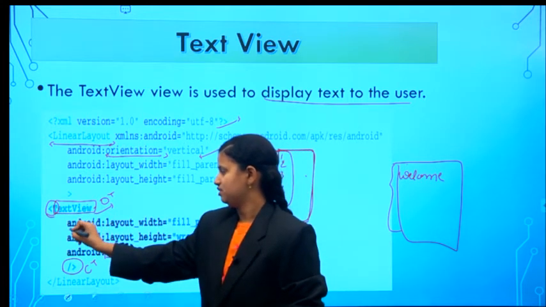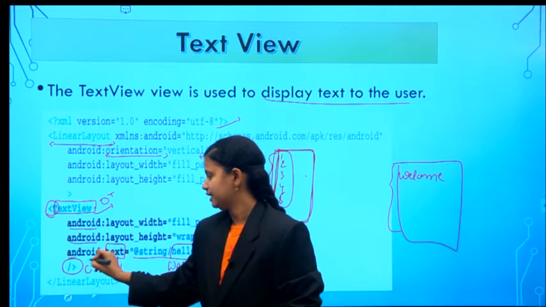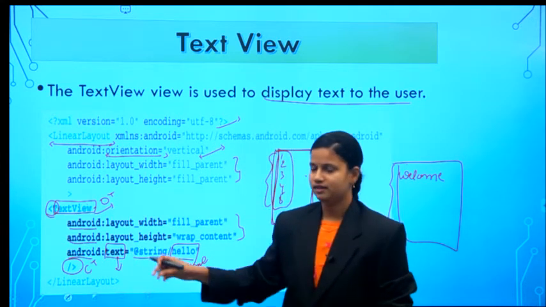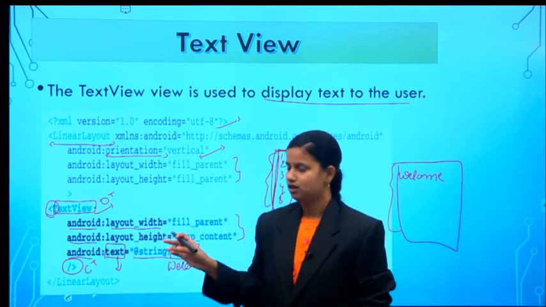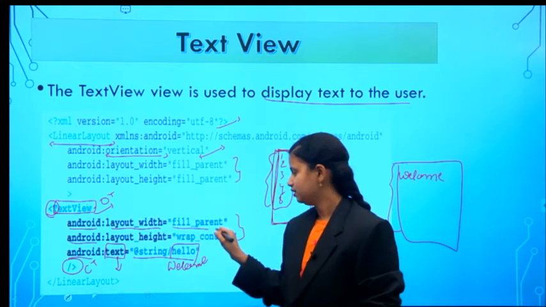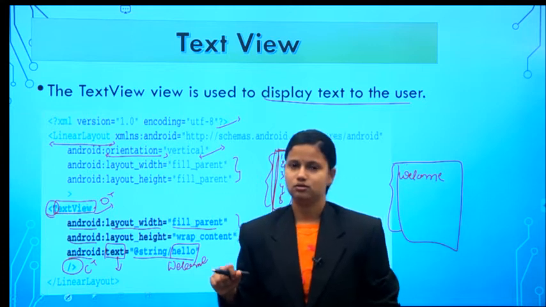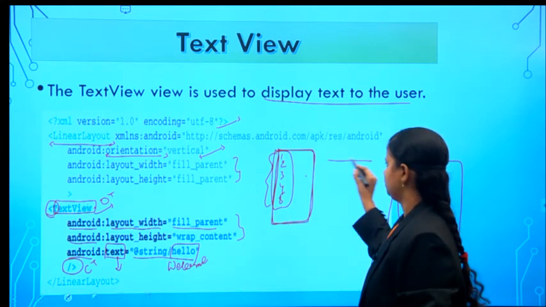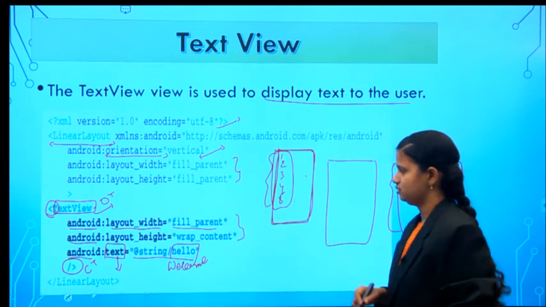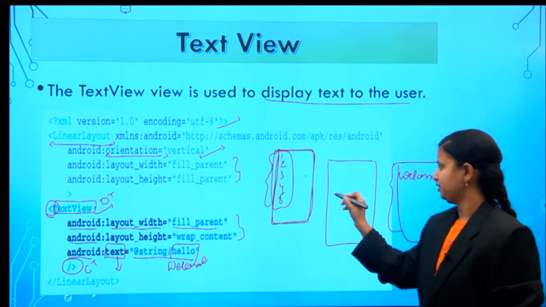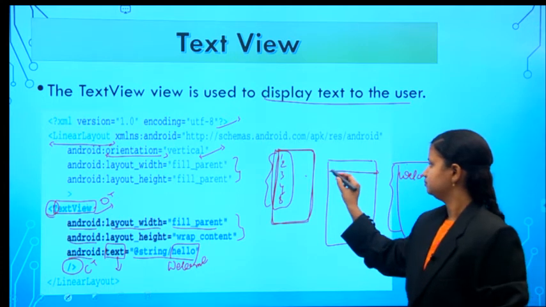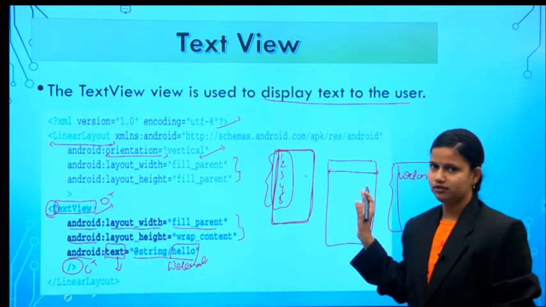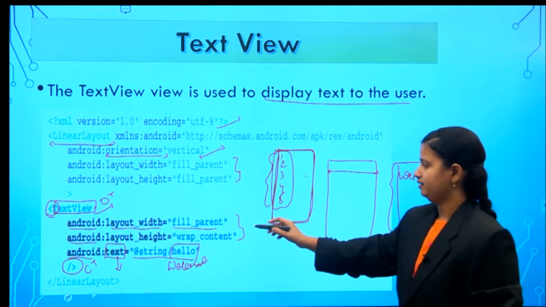While you are observing, any property will start with the keyword android. After that, layout width, that means what is the text view width. The value we are passing is fill parent. So if your user interface is like this, the width of the text view is fill parent. That means it will be equal to your user interface parent, and the height is wrap content.